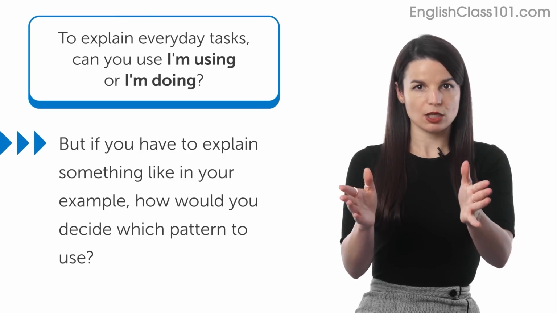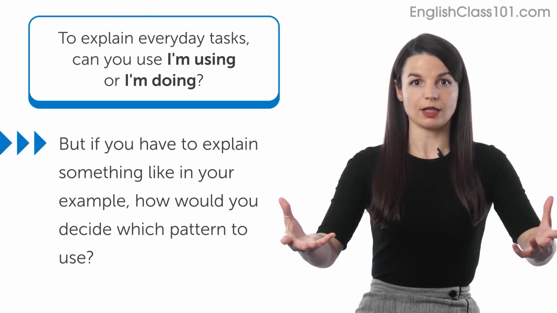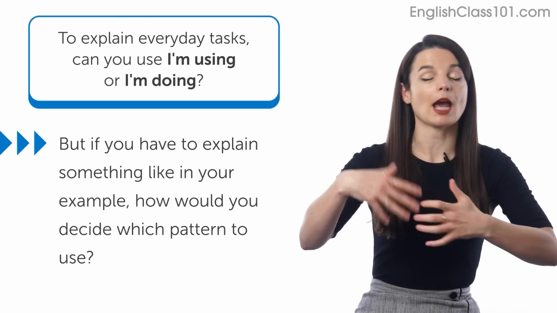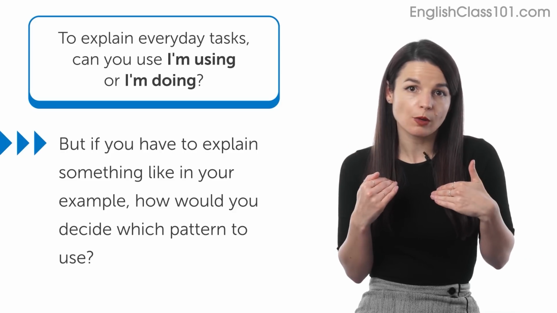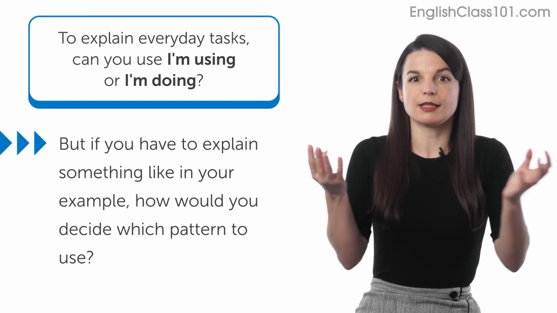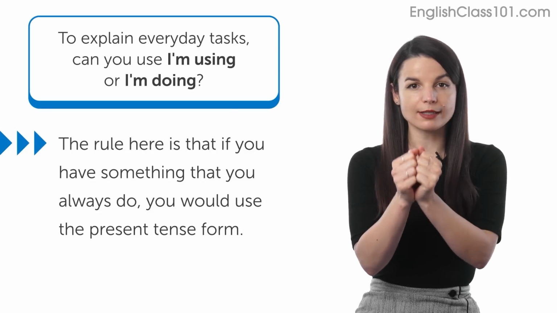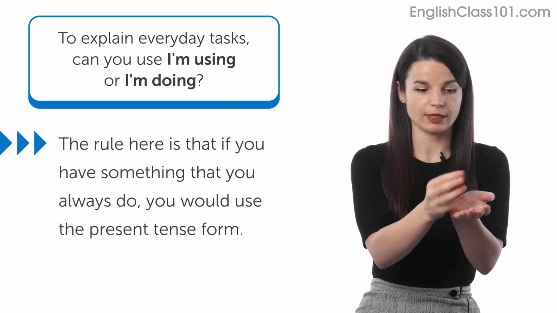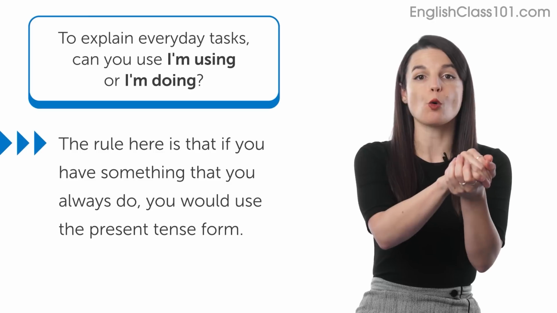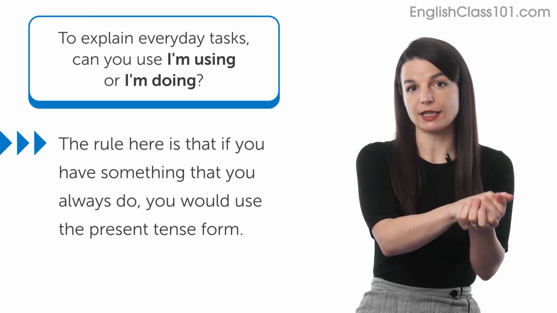But how about in your example, like when you're showing something to someone, you're explaining something, like how to use that thing, what you are doing. How do you do that? How do you decide between the two? Kind of the rule here is that when you have something that you always put in like one place or something that you always do, use that present tense form there.